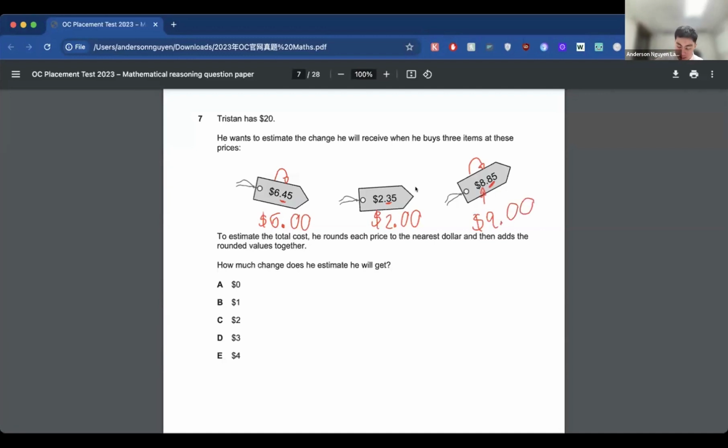Now the question wanted to see how much change you'll get if you rounded all of these prices and then added them up. If we're talking about change, it means you're subtracting the costs from how much money you have. So the change is equal to 20, the money you have, minus how much you're spending. 20 minus 6 plus 2 is 8, 8 plus 9 is 17. So 20 minus 17 gets you $3, which is D. Okay, moving on.